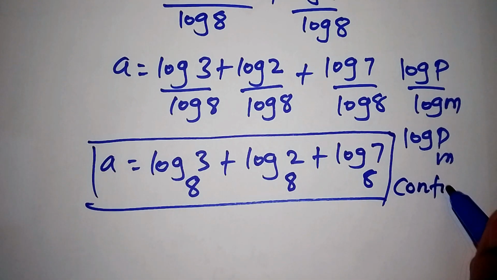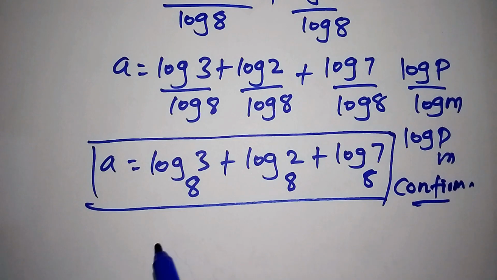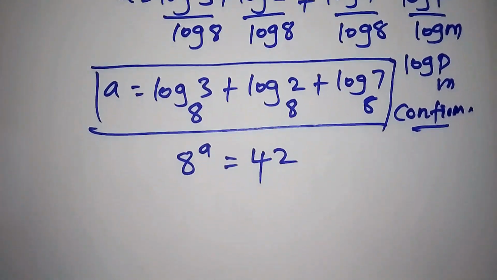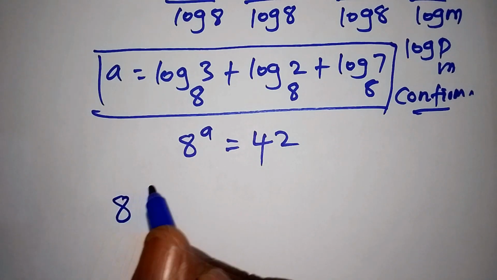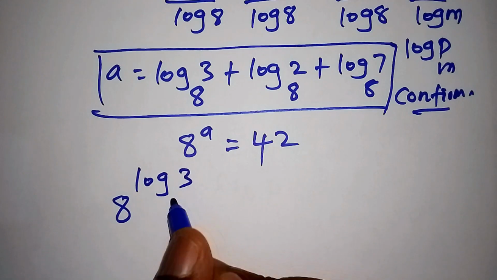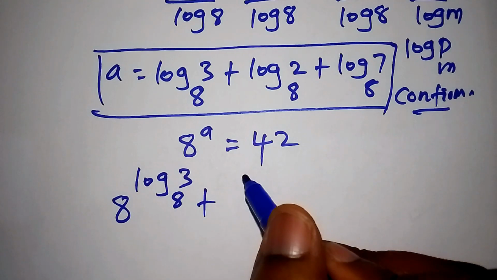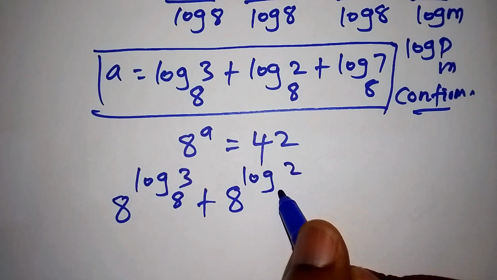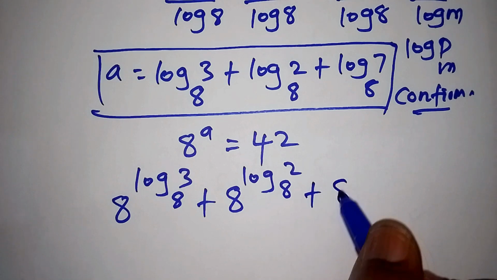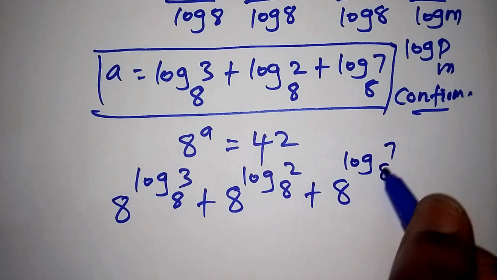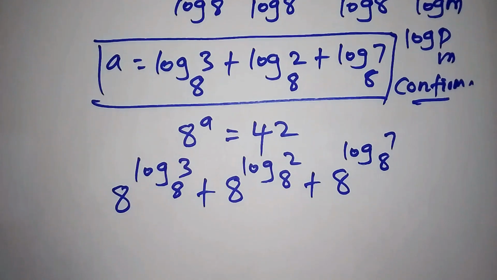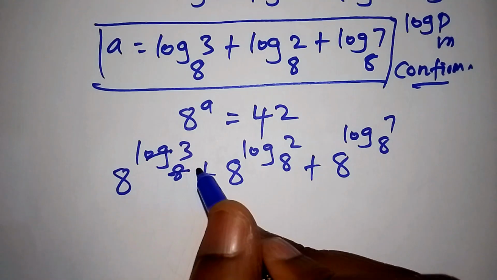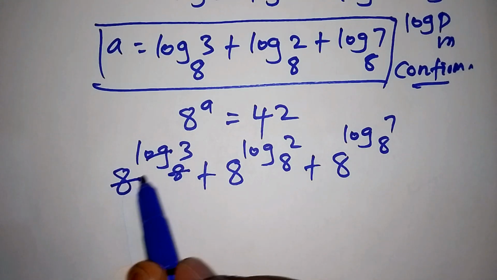You can still confirm this answer very fast and check if it's really true. We had 8 to the power of a, which is equal to 42. So instead of writing a, we now have 8 to the power of the log of 3 to the base of 8, plus 8 to the log of 2 to the base of 8, plus 8 to the log of 7 to the base of 8. Remember that when you have log base 8 of 3 in the power of 8, the log base 8 cancels this 8, so now we have 3.